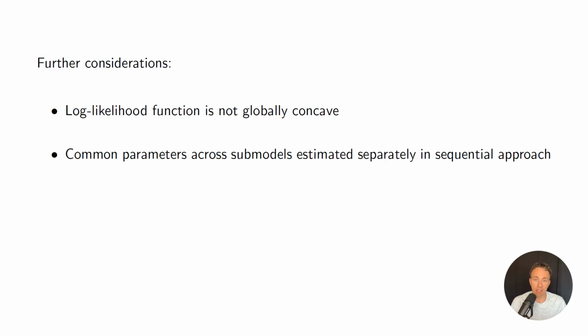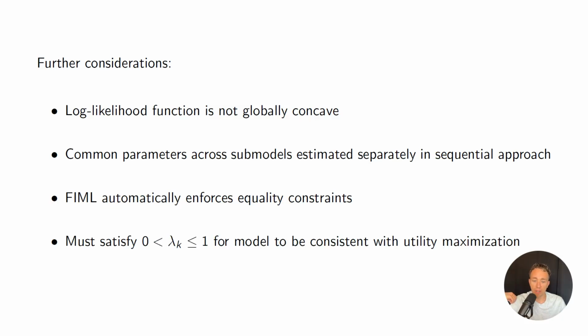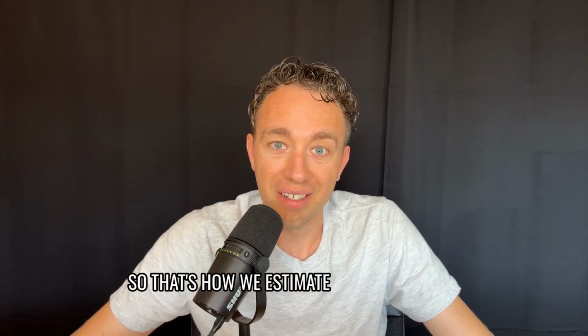It's also the case that in some formulations of the nested logit, you might have the same parameter entering two different stages. And in that case, you might get two different answers for those parameters, and then you'll have to figure out how to reconcile those differences. So what FIML is going to do is it's going to enforce that parameter be the same value regardless of which stage it enters. Another thing to keep in mind with any nested logit model is that you have to find a lambda that is within the unit interval. Otherwise, your model is not consistent with utility maximization. So that's how we estimate the nested logit model.